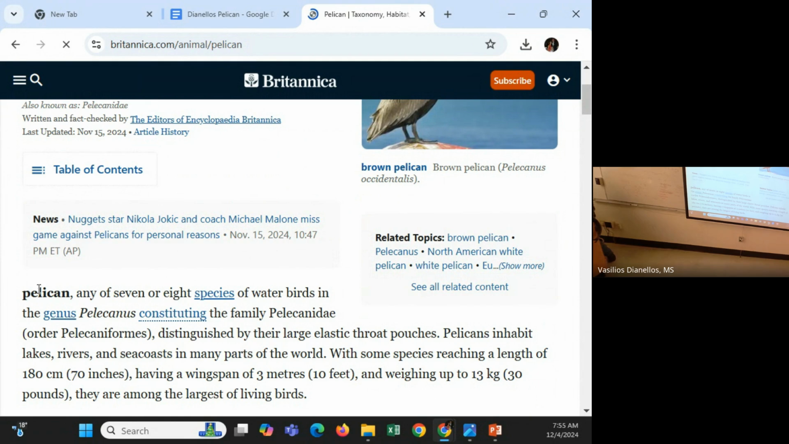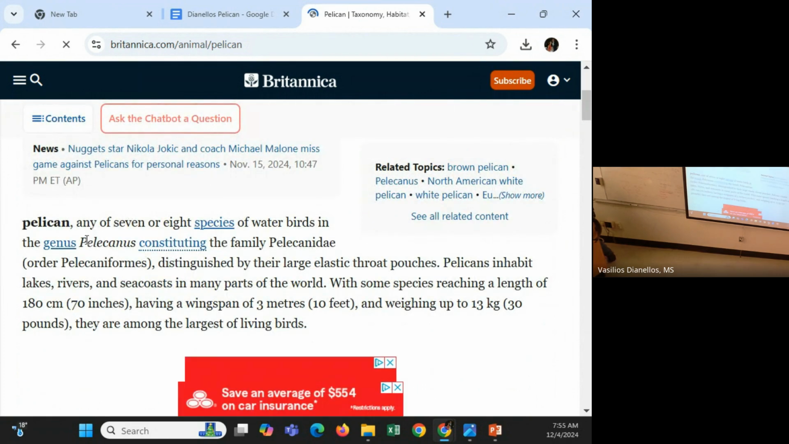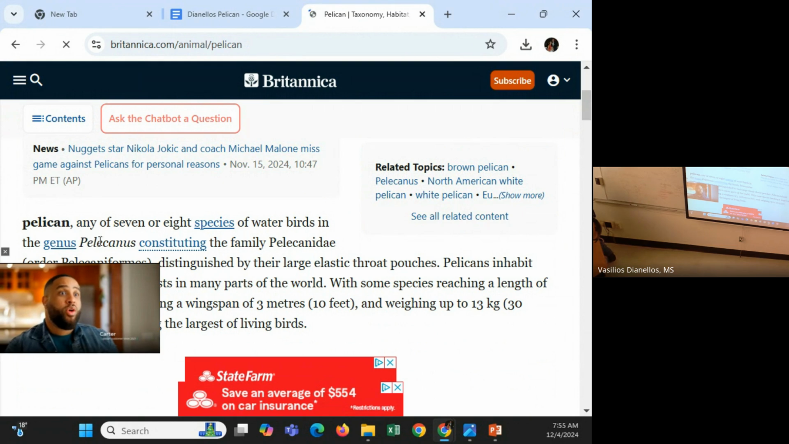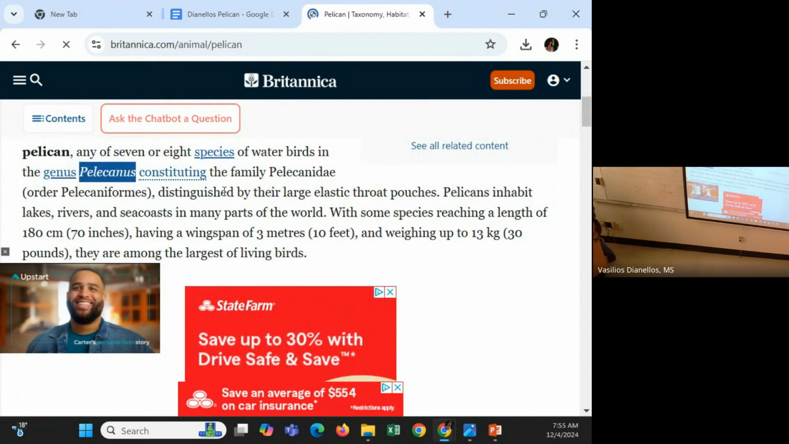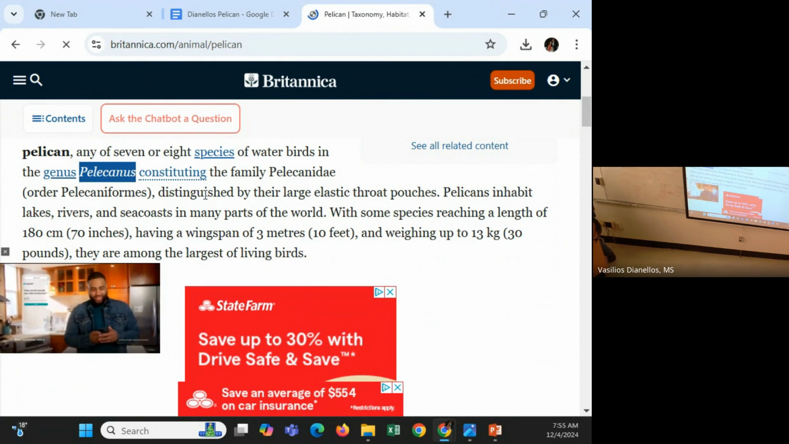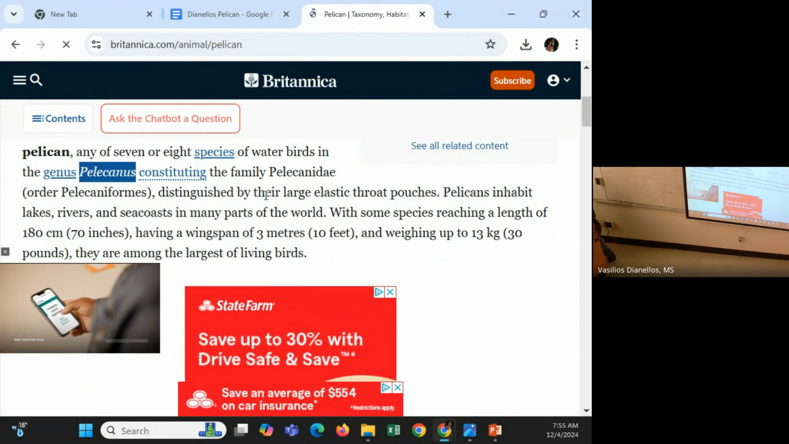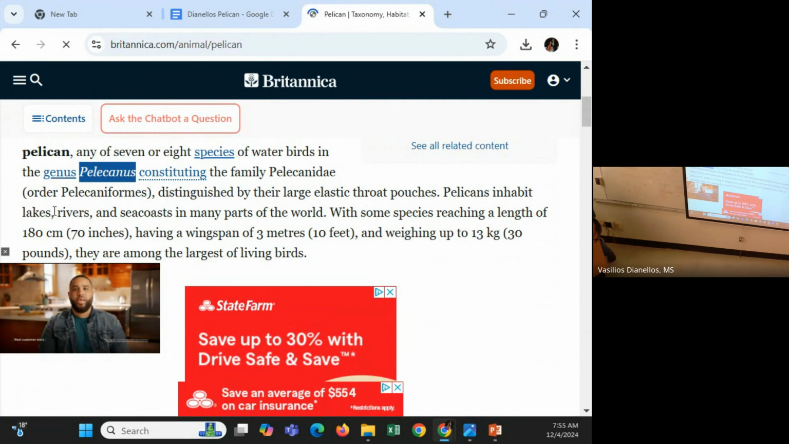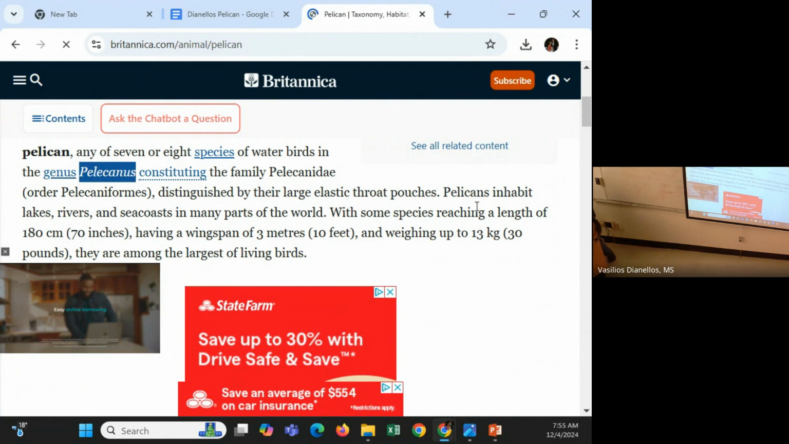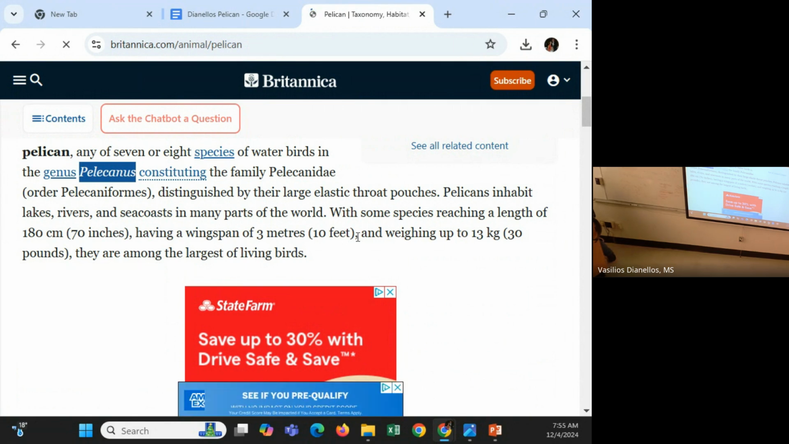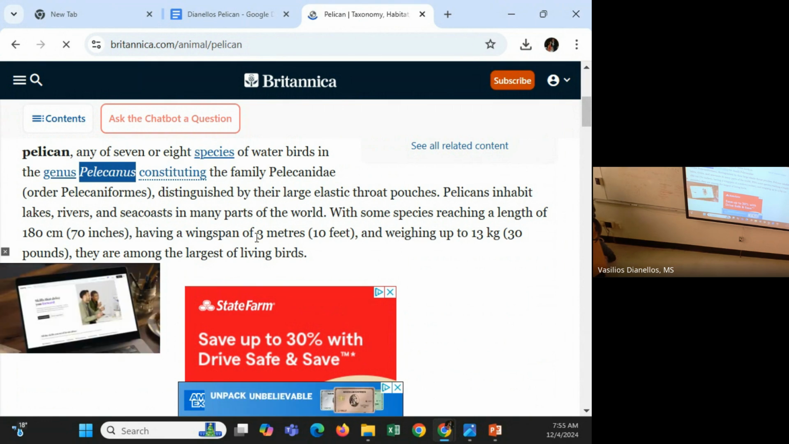Like pelican, and then dash, 7 or 8 species, right? And then pelican, slash, and then you can maybe just put the scientific name, colon, Pelicanus, or you could say genus, Pelicanus, right? Just shorthand all of this. And then just little notes, again, like a little bullet point. Just put large elastic throat pouches, habitat, colon, lakes, rivers, seacoasts, size, colon, 70 inches, wingspan, colon, 10 feet, weight, colon, 13 kilograms. I hope you understand what I'm saying.